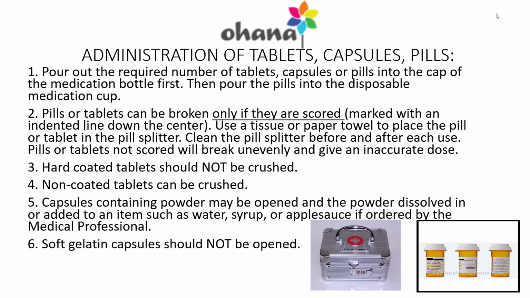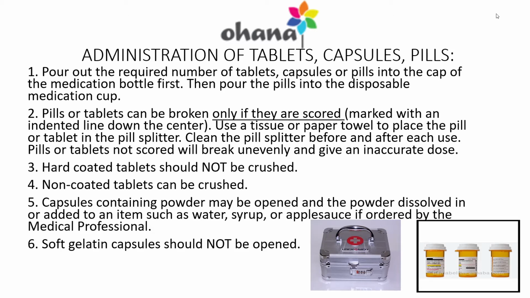If you don't have a little plastic thing for counting pills for this, you need to use a tissue or paper towel to place the pill or tablet in the pill splitter. So again, we are not handling medications directly with our fingers here. We're using that tissue or paper towel. It's very important that if we are using a pill splitter, we are cleaning it before and after each use. We don't want to have any leftover residue from one pill that's getting onto another pill. We don't want to be contaminating one medication with another.